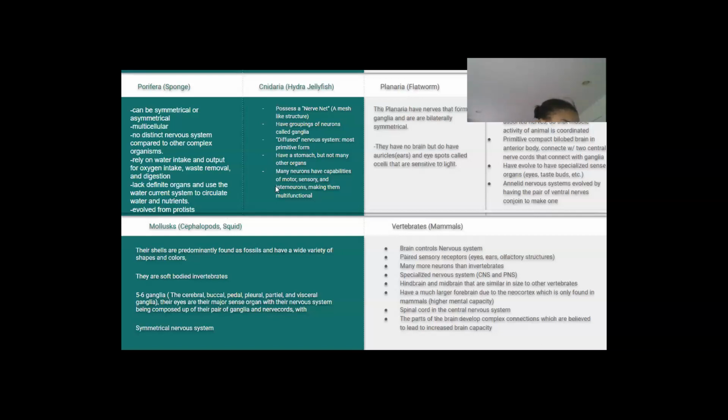Josh, you said that they were highly developed and that their brain controls their nervous system. They have special organs like the eyes, the ears, and the olfactory structures. They have the most neurons out of all of the invertebrates, many more neurons, and a specialized nervous system. Their brain can be split into different sections based on size and function.